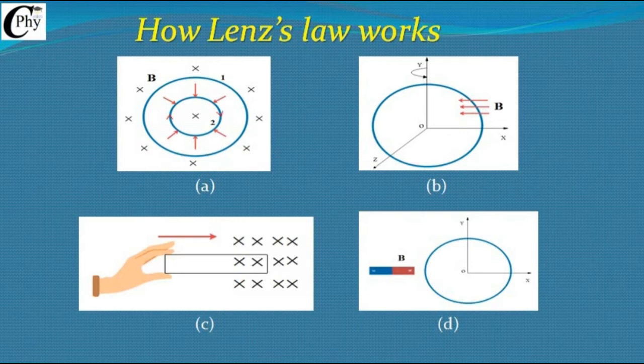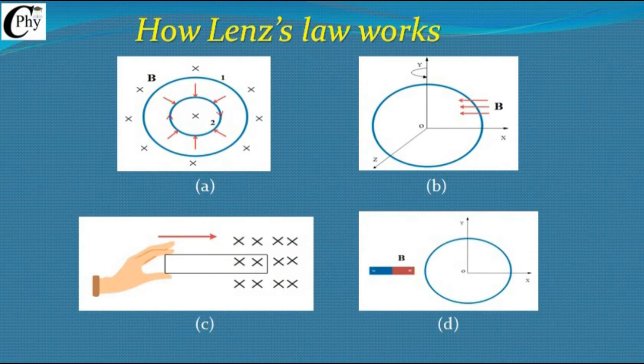Now look at figure C. Suppose you try to push the rectangular coil into a region where a magnetic field exists. Now as you push the coil, the magnetic flux through the coil increases, and to counter this, the induced current will be in counterclockwise direction.